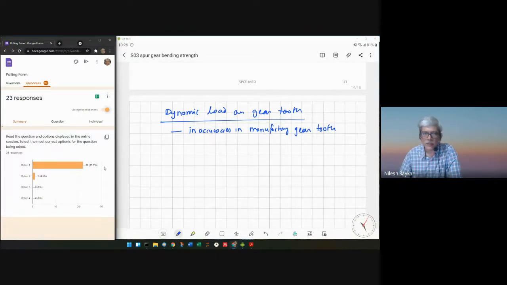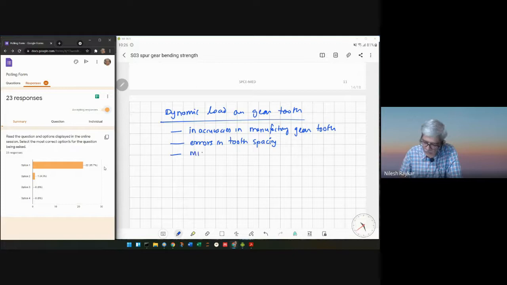So all of these are dynamic. It will not happen if you're just slowly moving the thing. If you are moving at very high speed, then this effect starts dominating. So the errors in manufacturing of the gear profile will be one of the factors. Then errors in tooth spacing, which is again related to the first point. Either the profile can be wrong or the spacing between the gear teeth could be wrong.